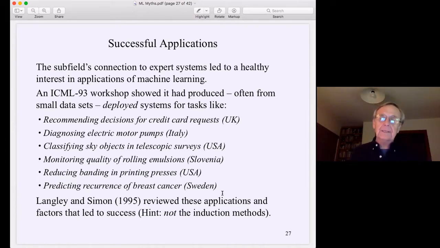Herb Simon and I had a CACM article where we reviewed some of these successes. And we also, toward the end, analyzed what we thought was responsible for the successes. And I'll just give you a hint. It wasn't the particular induction method you used. It was everything else that the developer did to make it work. You could probably have taken that induction method and replaced it with something else and gotten good results too.